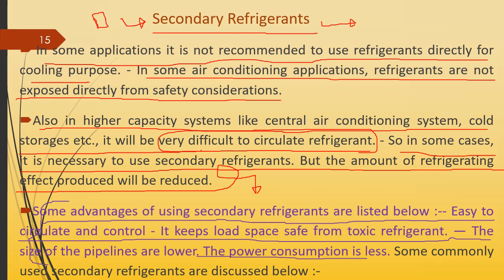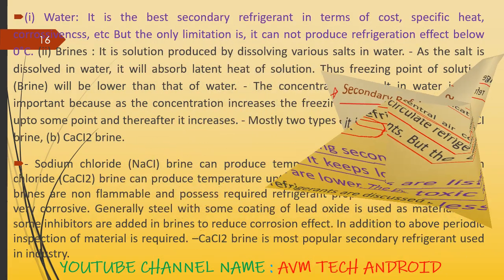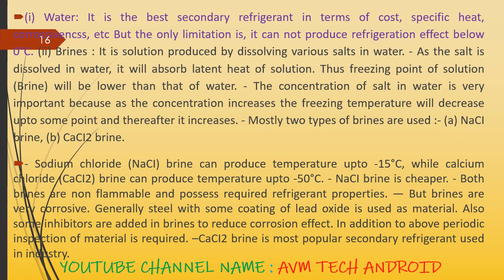So what are the secondary refrigerants? Secondary refrigerants include water and brine. If we talk about water, we know that we cannot go below 0 degrees Celsius. And what is brine? We had discussed, it is the solution produced by dissolving different salts in the water.